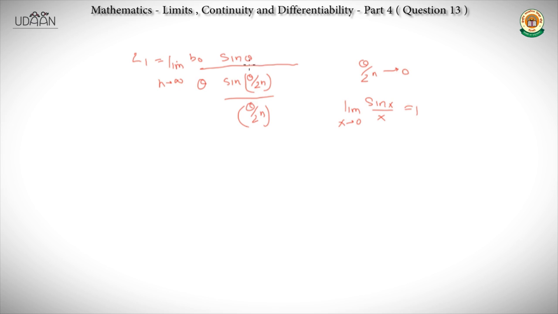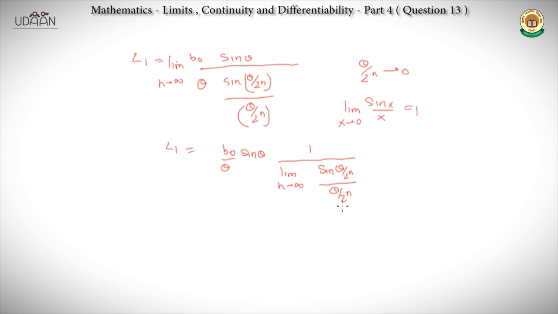Since b naught sin theta by theta is constant, I can take the limit directly into the denominator. So it becomes the limit of b naught sin theta by theta, into 1 divided by the limit as n tending to infinity of sin theta by 2 raised to n divided by theta by 2 raised to n. You can write the same limit as theta by 2 power n tending to infinity of sin theta by 2 power n by theta by 2 power n.